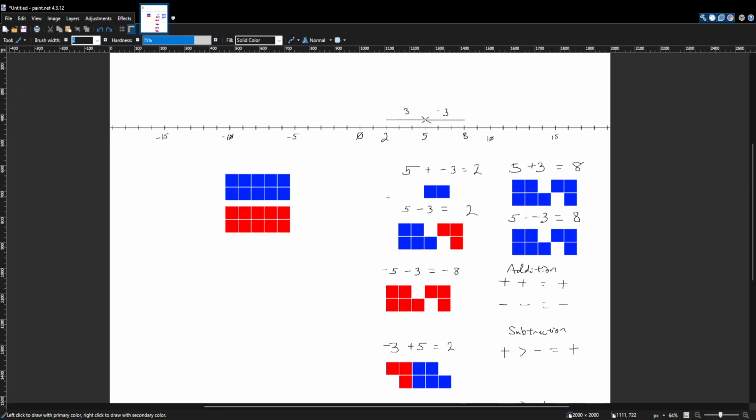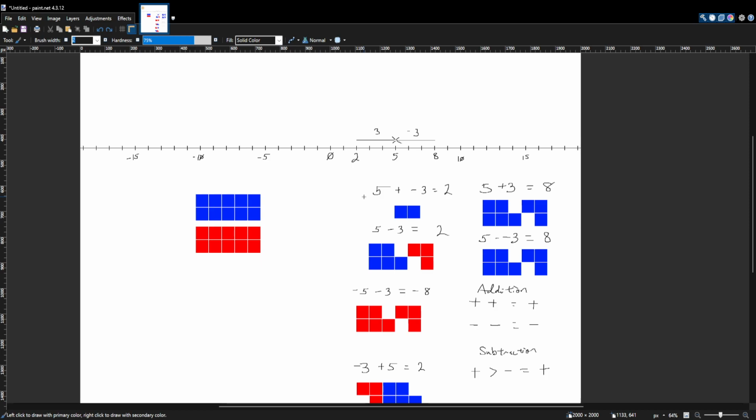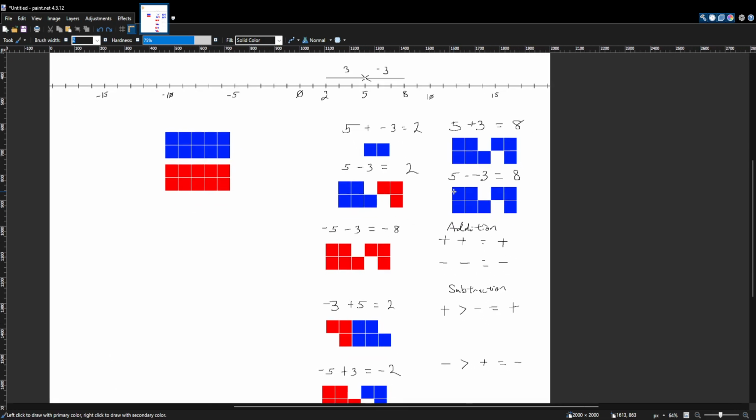Alright, I hope these representations make sense and that they're helpful for understanding the interactions between positive and negative numbers when we're adding and subtracting our values.